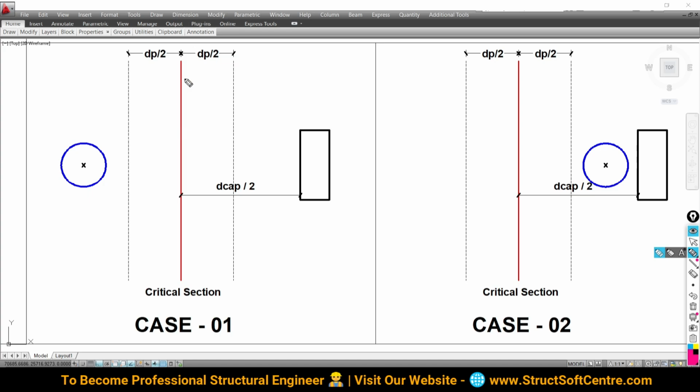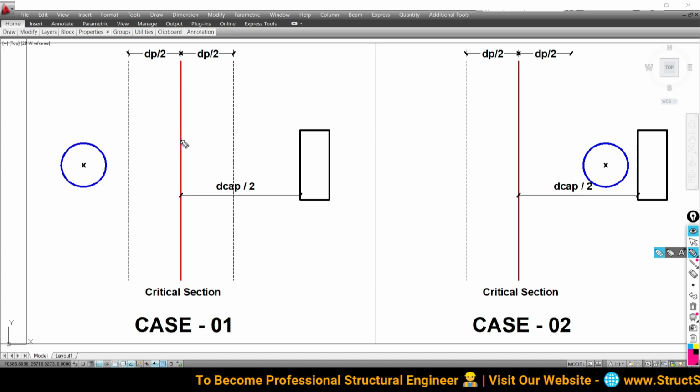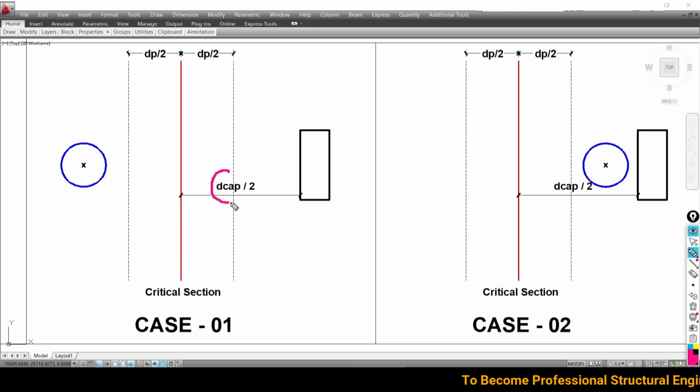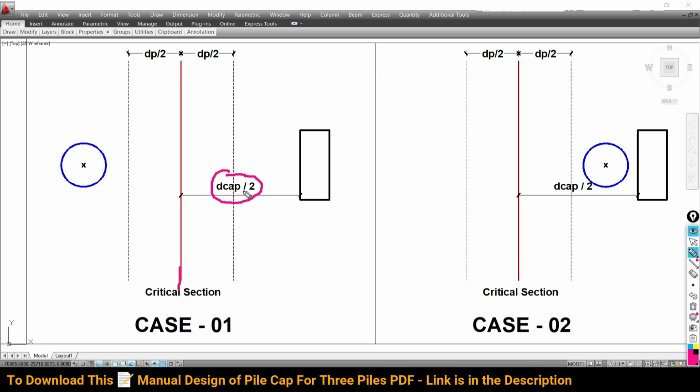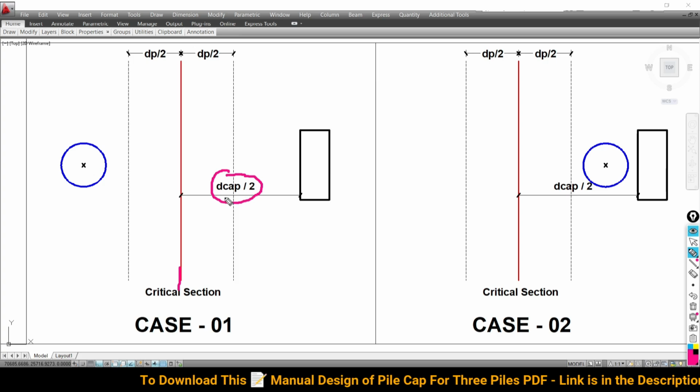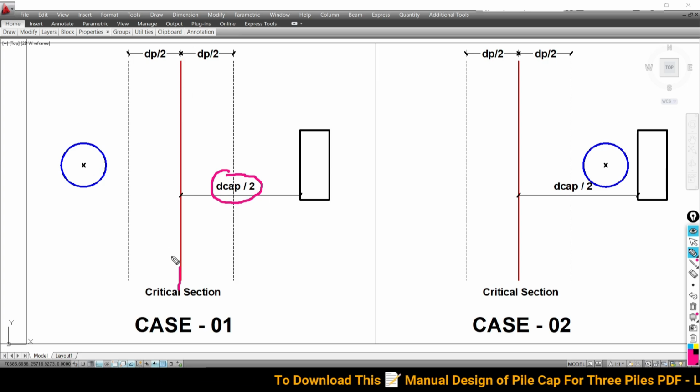So basically if you are going to consider the critical section either for one-way shear or for two-way shear. Suppose I am going to consider the critical section for the two-way shear from the column at a distance of dp by 2 from the face of the column. So this is your critical section. The red line is showing the critical section, which we are going to take at a distance of depth of the pile cap divided by 2.